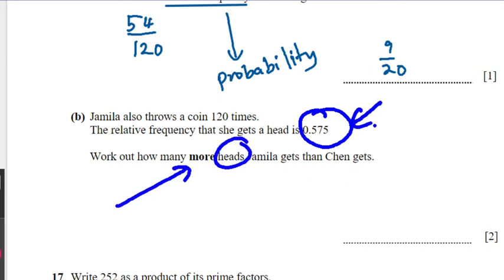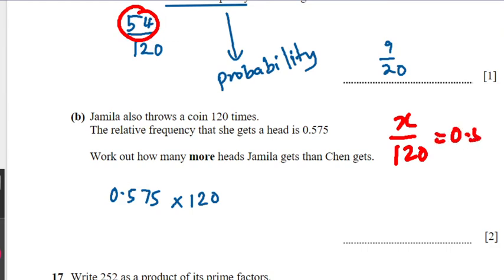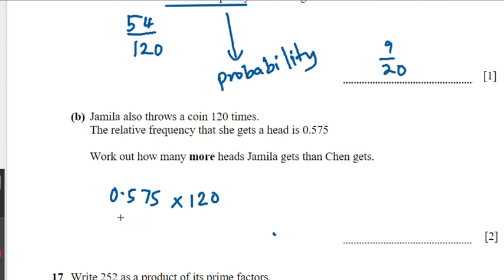So from the relative frequency, we can get the number of heads. So how do we do it? 0.575 times 120, isn't it? Because just now, if we reverse this one, this is heads, we want to find this one, so let's say that is x. x over 120 equals 0.575. So to find x, we calculate 120 times 0.575, and we will get 69. So Jamila here will get 69 heads.